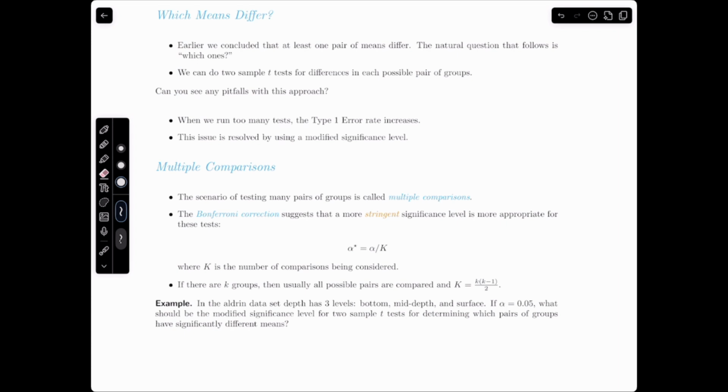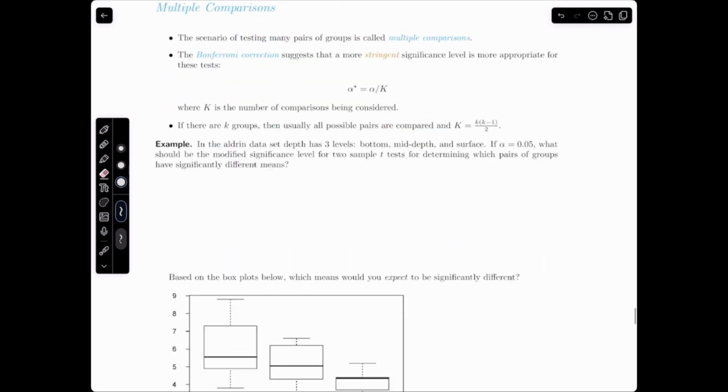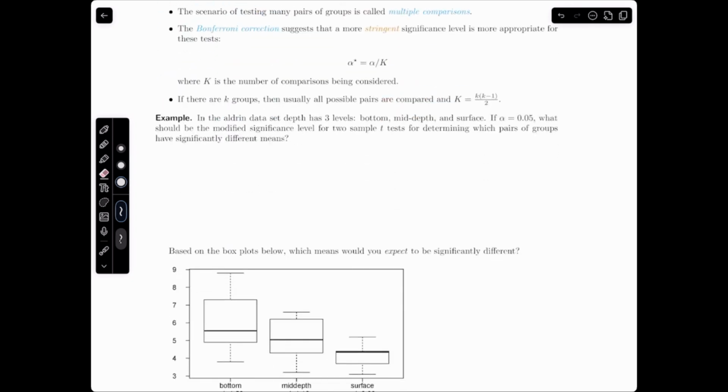If alpha equals 0.05, what should be the modified significance level for a 2-sample t-test for determining which pairs of groups have significantly different means? So, okay, K is the number of comparisons being considered. To find our capital K, we take categories times categories minus 1, and divide by 2. So 3 times 2 divided by 2 is 3.